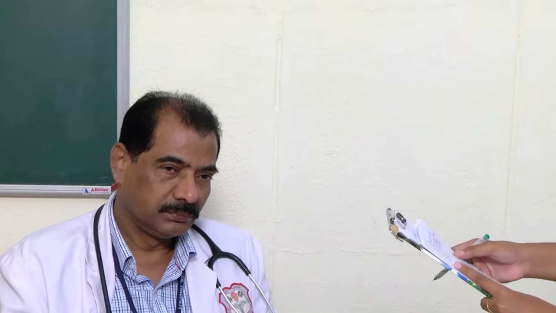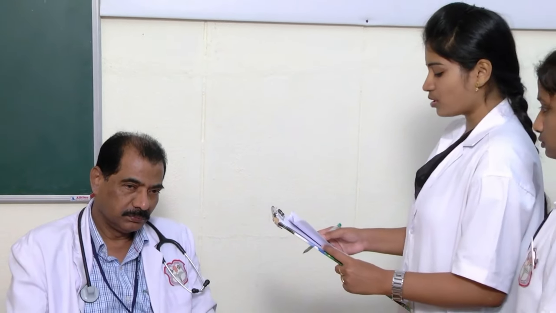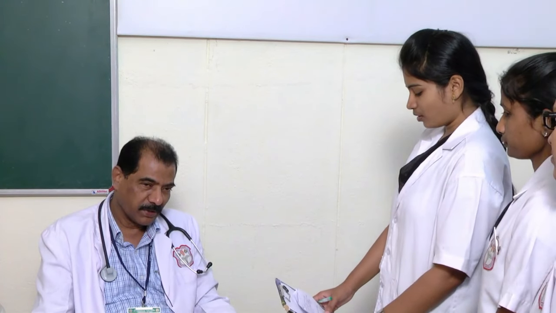No history of vomiting, no history of coffee-colored vomitus, no history of hematemesis, no history of black tarry stools, no history of yellowish discoloration of eyes, no history of cough, chest pain, palpitations, no history of syncopal attacks, no history of decreased urine output and facial puffiness. Why do you want to ask about hematemesis and melena in this case?